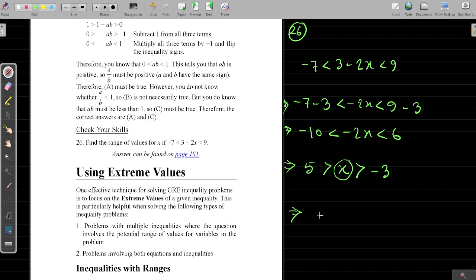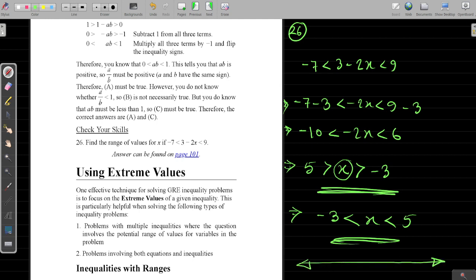If I arrange this properly, then our value will be something like this one. So minus 3 less than x less than 5. So this one and this one are the same. So our value will be this one. Okay. So if I draw the number line, how can I draw this? Suppose this one is minus 3, this one is 5, and our value will be in between minus 3 and 5. So let me draw the circle. Suppose this one is a circle, this one is a circle, and our value will be something like this one.